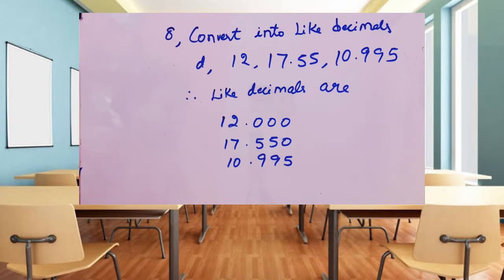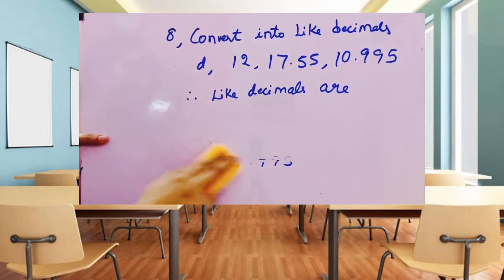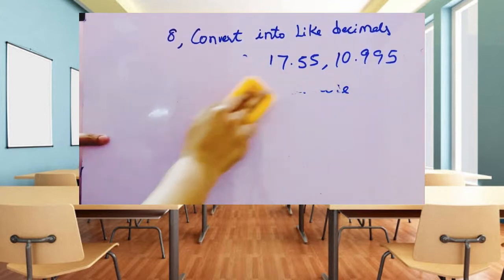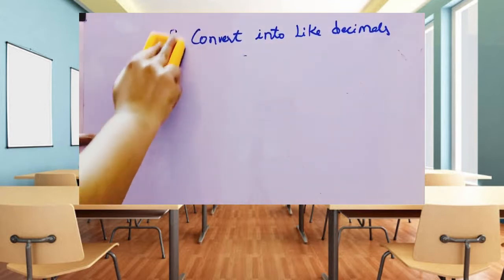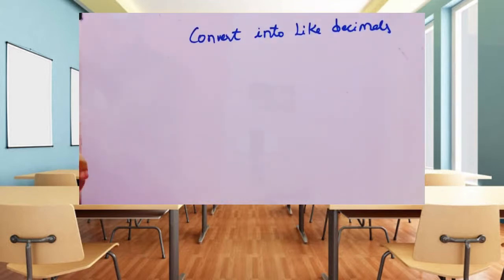We can do the 9th sum, converting into unlike decimals. Okay, here we need to change the like decimals into unlike decimals. This is just the reciprocal of the previous sum. Here in the ninth one, for unlike decimals, we need to just remove the zeros at the end in order to make the decimals unlike decimals. Okay, now we are going to do the 9th sum, converting into unlike decimal.